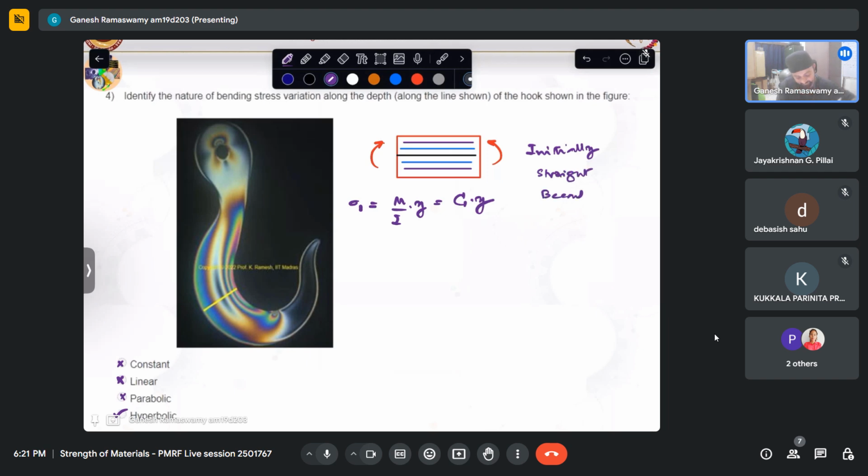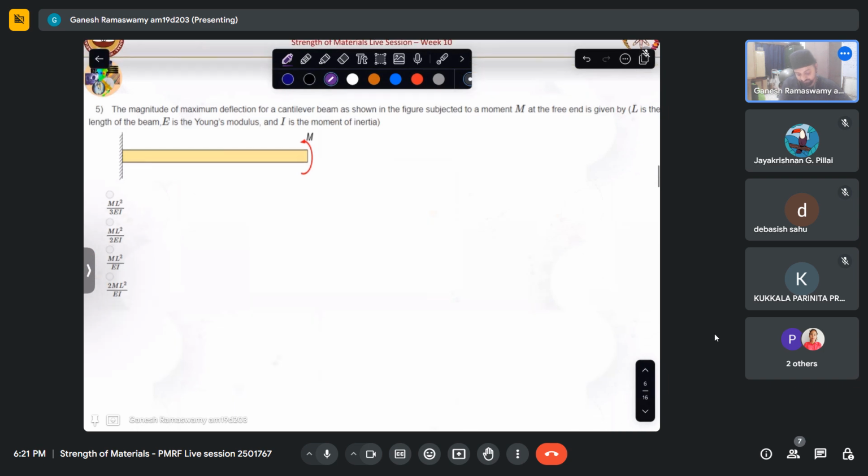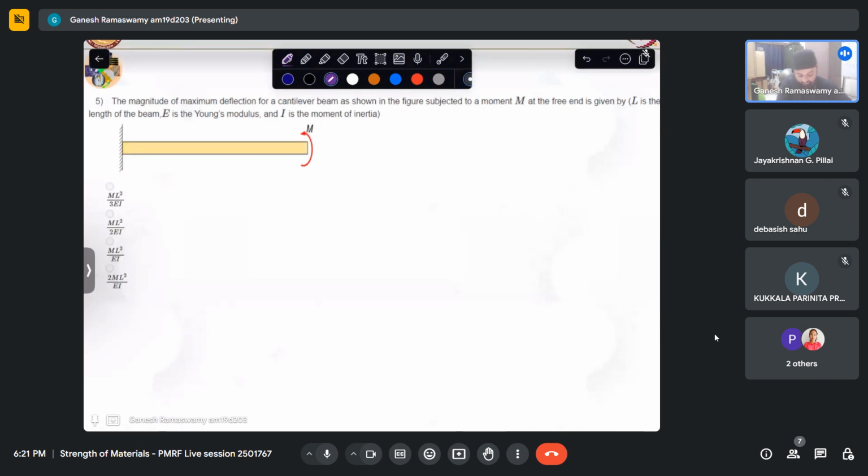In the case of an initially curved beam, it'll be hyperbolic. All right. So let us look at this question. The magnitude of the maximum deflection of a cantilever, as shown in the figure, subjected to a moment M at the free end, is given by what? L is the length, E is the Young's modulus, I is the moment of inertia.